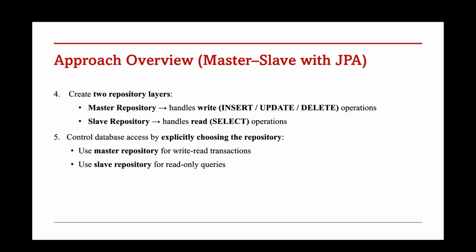Just like in multi-data source configuration, we create two repositories, and for each repository, we explicitly tell Spring which entity manager it should use. The master repository is wired with the master entity manager, and the slave repository is wired with the slave entity manager. From the service layer, we manually decide which repository to call, exactly the same way we do in multi-data source projects. So there's nothing new conceptually here. If you already understand multi-data source with JPA, then you already understand this approach.